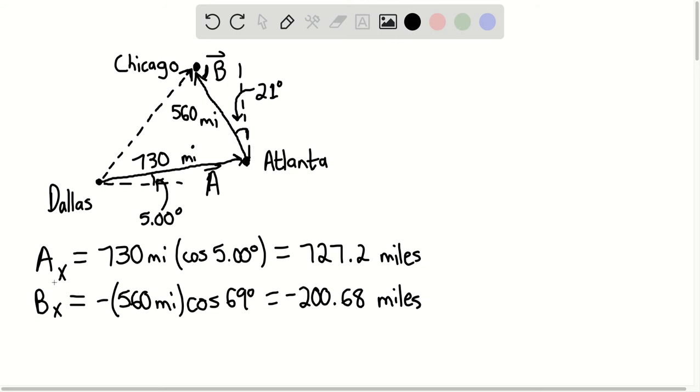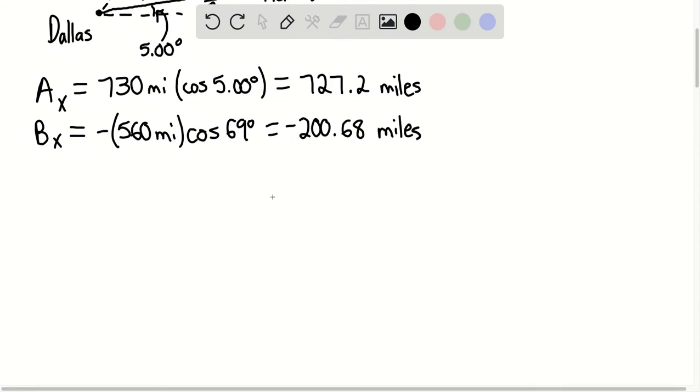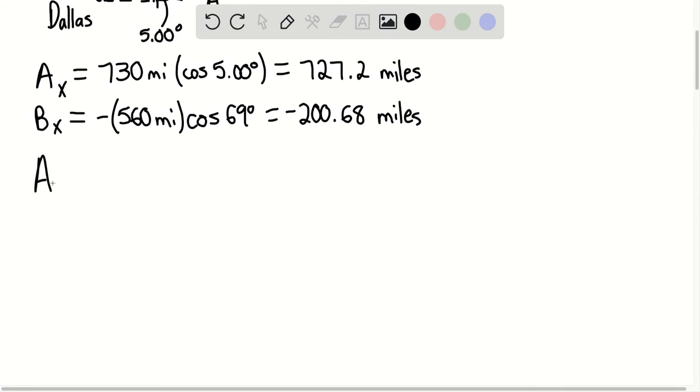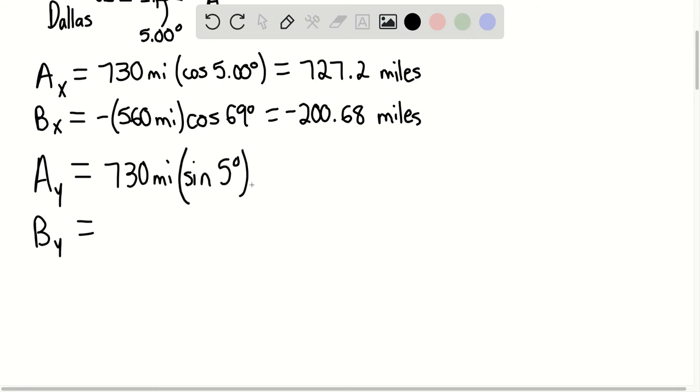And we can then find the y component of A and the y component of B. Here we have 730 miles multiplied by sine of 5 degrees, and this gives us 63.62 miles.